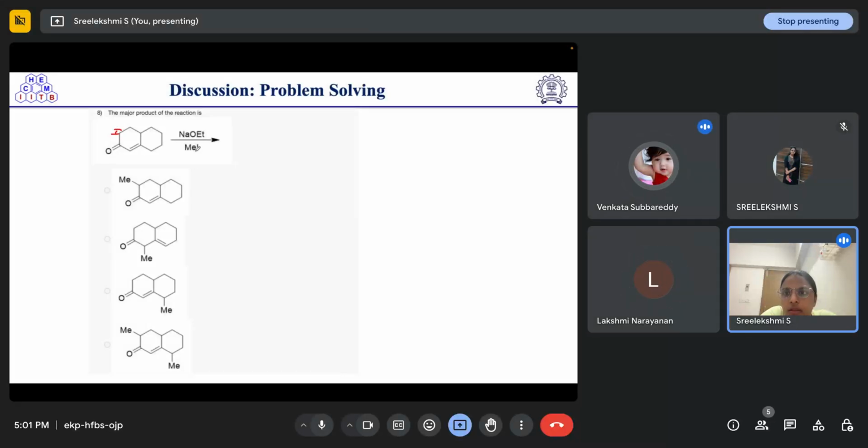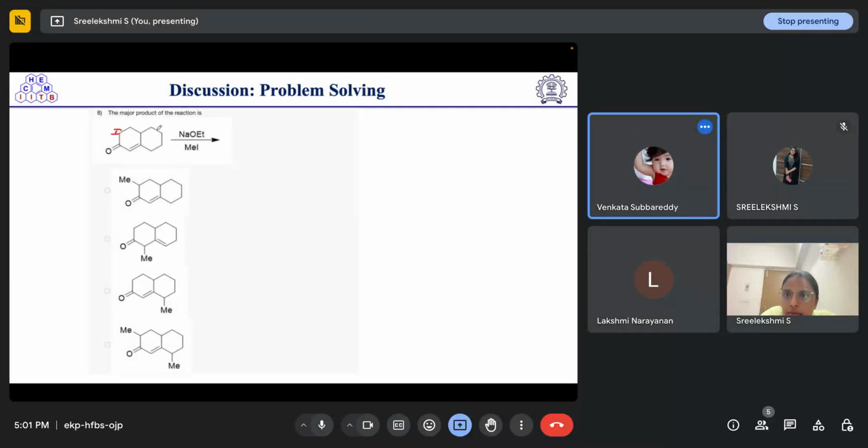That will be the carbanion attacking this methyl iodide, and iodine will be eliminated. So here, what we have to think is whether this proton will generate the kinetic enolate or the thermodynamic enolate. Kinetic, less hindered enolate.